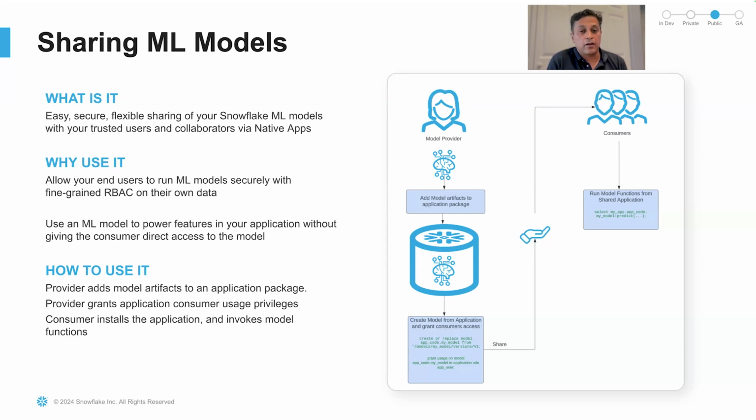Consumers can then access and run the ML model securely within their fine-grained RBAC on their data. To use it, you just add the model artifacts to an application package, grant the package the required privileges to the share, and just share. Consumers just install the application and can invoke any of its functions. Sharing ML models is now in public preview.